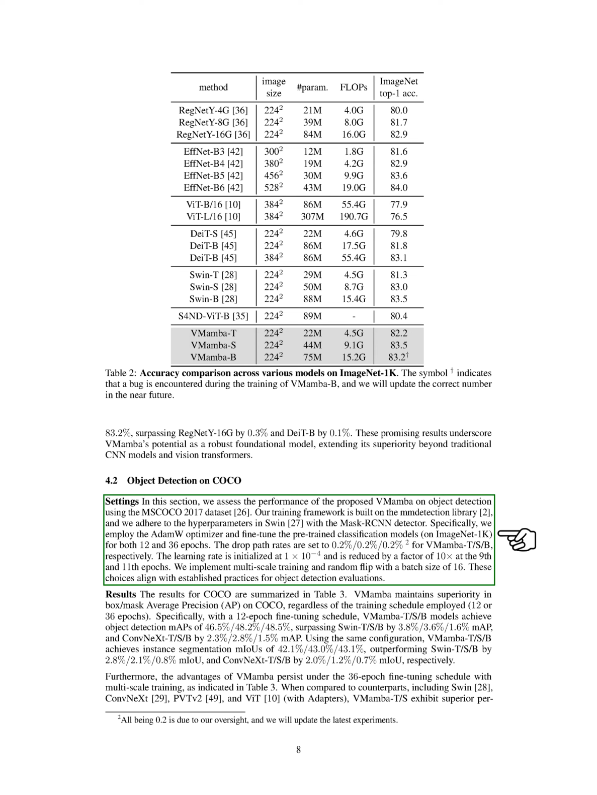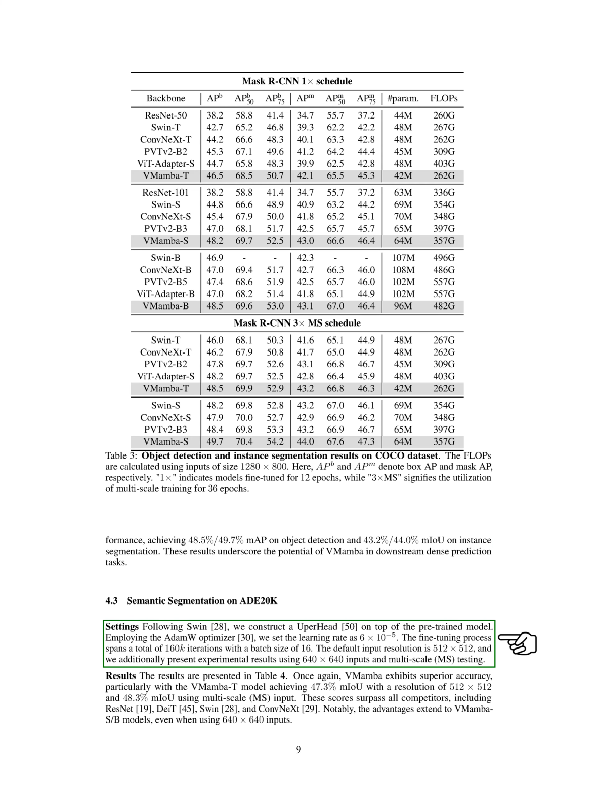Section. Semantic segmentation on ADE20K. We've been working on semantic segmentation using the ADE20K dataset, building on the Swin model by adding a UPerNet head to the pre-trained model. We used the AdamW optimizer and set the learning rate to 0.00006. The fine-tuning process took 160,000 iterations with a batch size of 16.